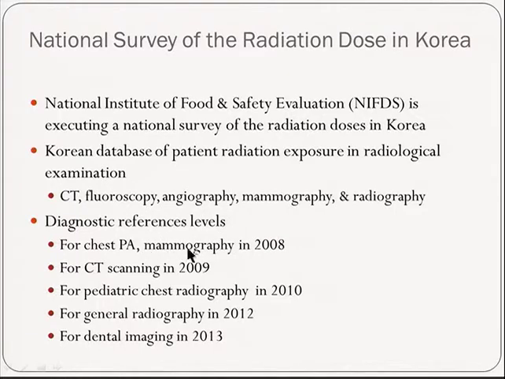from the chest PA and mammography in 2008, and consecutively CT scanning, pediatric chest radiography, pediatric CT, general radiography, and dental imaging. And maybe next year, they are planning a revision of the diagnostic reference level of the CT scan.